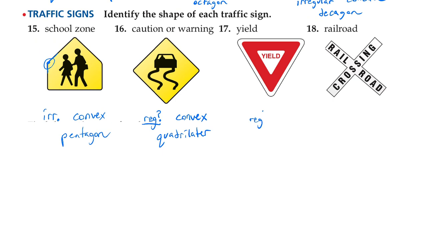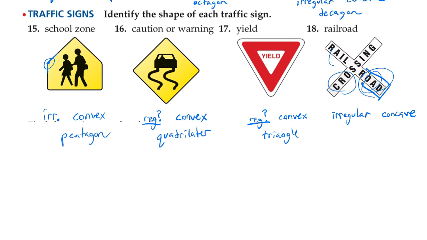Again, is this one regular? I don't know, but it is a convex triangle. Okay, and this one over here is not regular. Definitely it has an indent, so it's an irregular concave, because it has indents. And 3. I almost made a mistake there. So 1, 2, 3 on each of these. So 3, 6, 9, 12. So we have a dodecagon. Perfect.